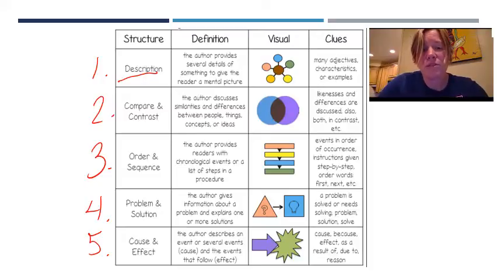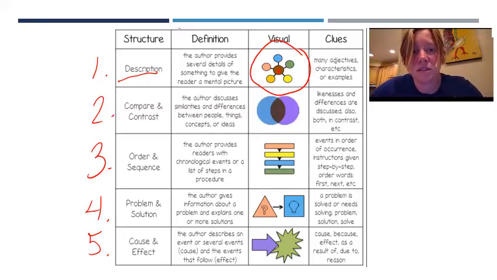The graphic organizer that we use is typically a bubble map. So the item that you were talking about is going to go in the middle and all the details kind of flow out from the middle of that bubble. Clues that are going to tell you it's description are use of adjectives, so describing words, it's talking about the characteristics, and it's going to give you different examples. There aren't really any words that are clue words that are going to tell you it's description. It's just going to be those adjectives and characteristics. The other 4 text structures have a lot more clues to help you.